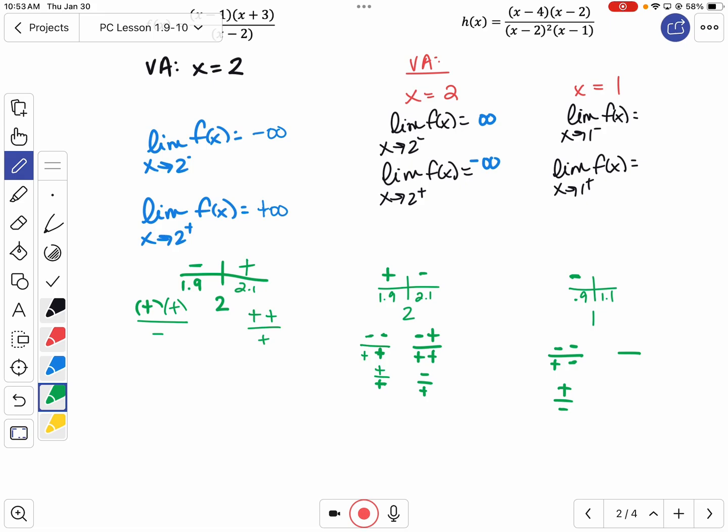1.1. 1.1 minus 4 would be negative. 1.1 minus 2 would be negative. I know that first parenthesis on the bottom is always positive because it's squared. 1.1 minus 1 would be positive. Negative times a negative on the top is positive. Positive times a positive is a positive. Positive divided by a positive is a positive. All right, so negative infinity and positive infinity. So that should be our results for the aspect.